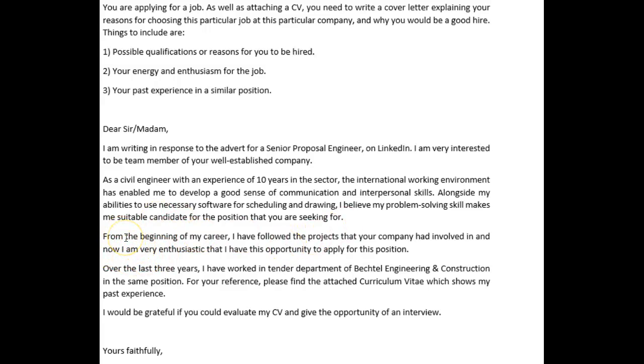I don't like paragraphs that only have one sentence in them. Let's see what you wrote here. For the beginning of my career, I followed the projects that your company has been involved in, and now I'm very enthusiastic that I have the opportunity to apply for this position. Okay, I see what you're trying to do. Over the last 3 years, I have worked in the tender department of Bechtel Engineering and Construction in the same position. For your reference, please find the attached curriculum vitae, which shows my past experience. I would be grateful if you could evaluate my CV and give the opportunity of an interview. Yours faithfully. Okay.